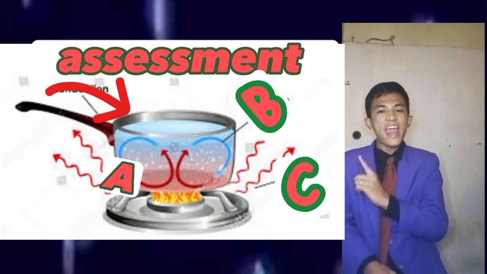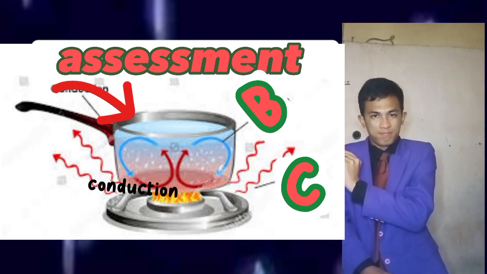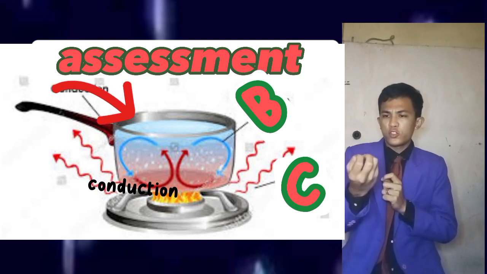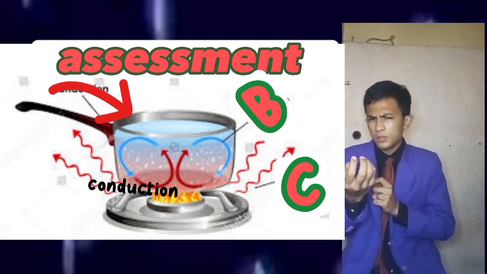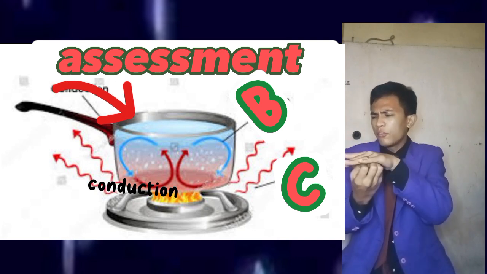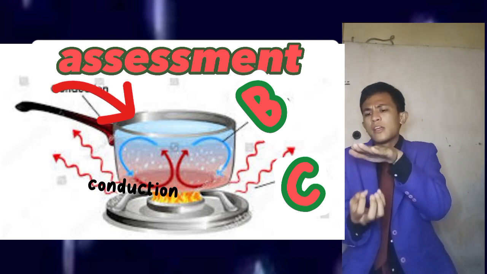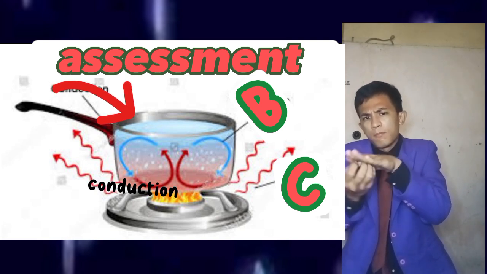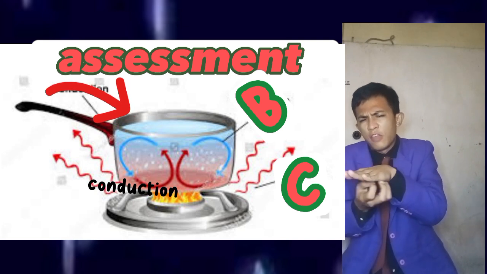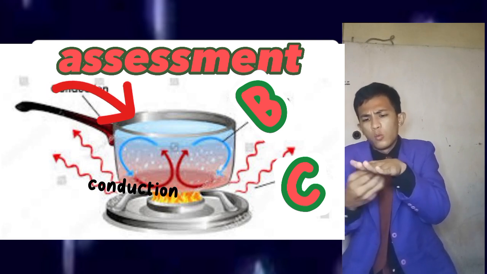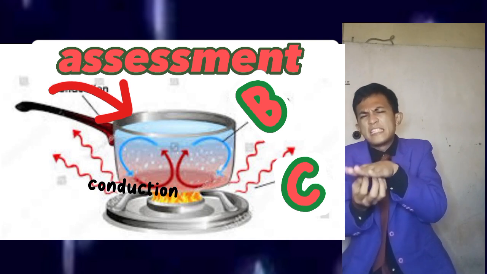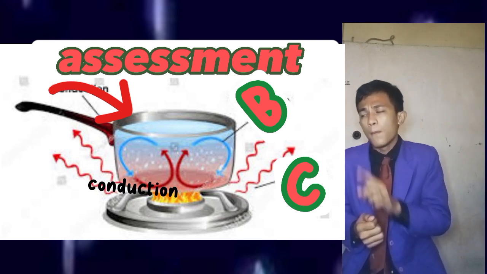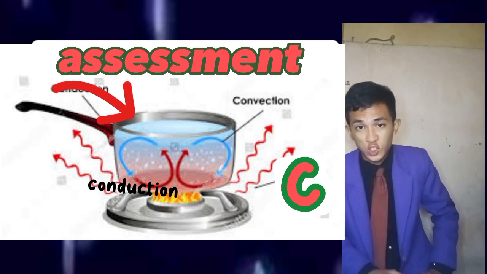Okay, so A is conduction. Why? Because, as you can see, the source of heat is the flames. And the bottom of that pot is in direct contact with the flame. That flame now introduces kinetic energy to that pot, allowing the molecules to vibrate, heating up the bottom of the pot. Okay? Second one, B, is convection.